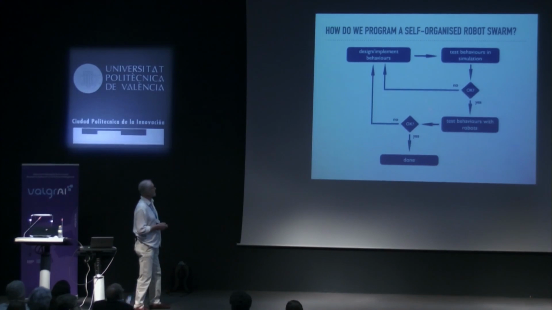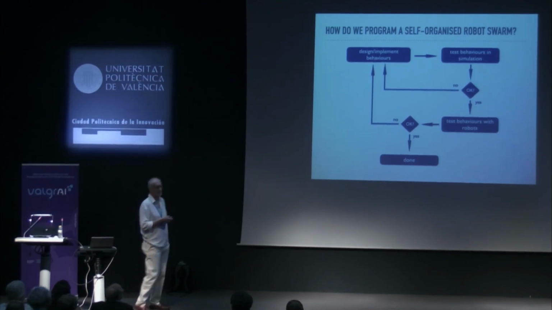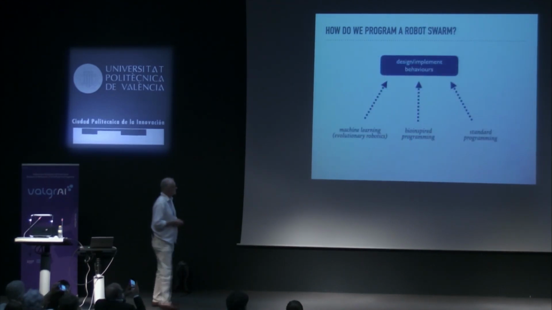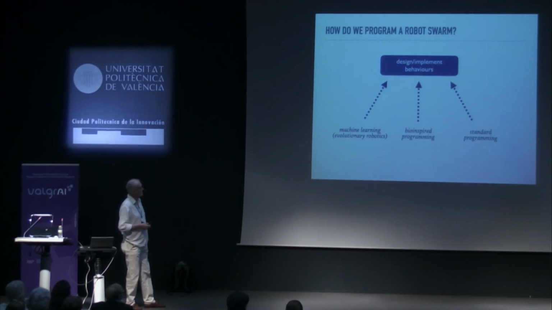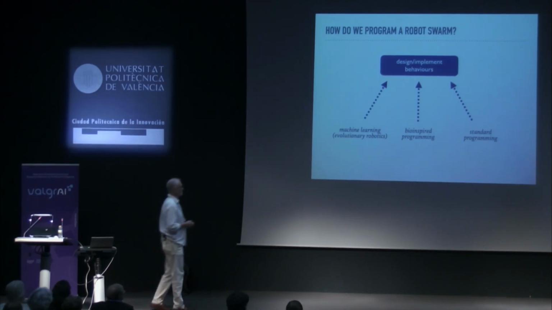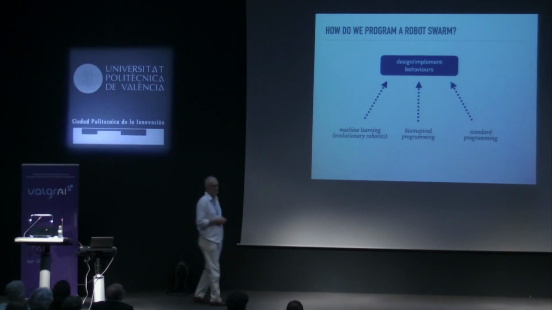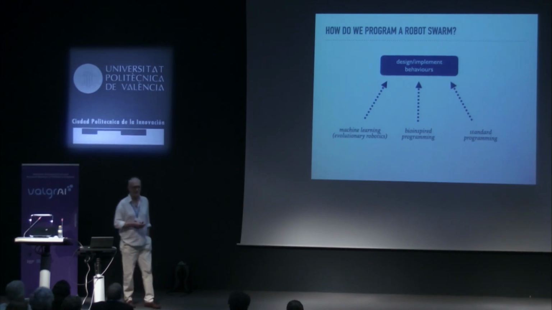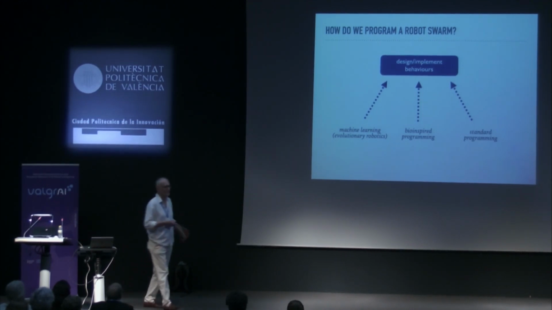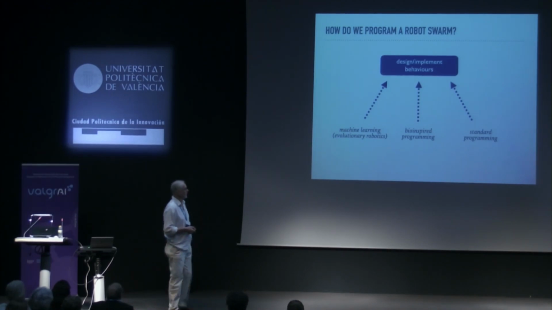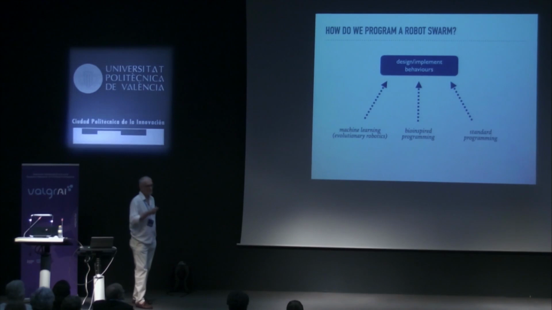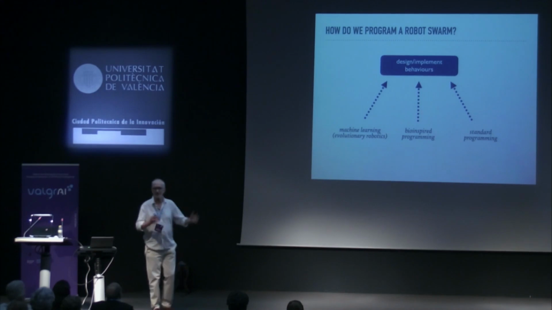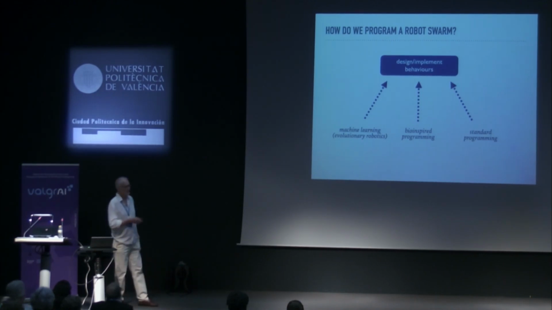The most important step here is to design and implement the behavior for the robots. And how do you do that? Historically, there have been three main approaches. One has been evolutionary robotics, which is a particular type of machine learning. Another one has been bio-inspired programming, which means that you look at nature to take inspiration from some behavior similar to what you want the robot to perform. And the third one is standard programming. You give the task to a PhD student and you say, okay, find a way, and he finds a way to program the robot.